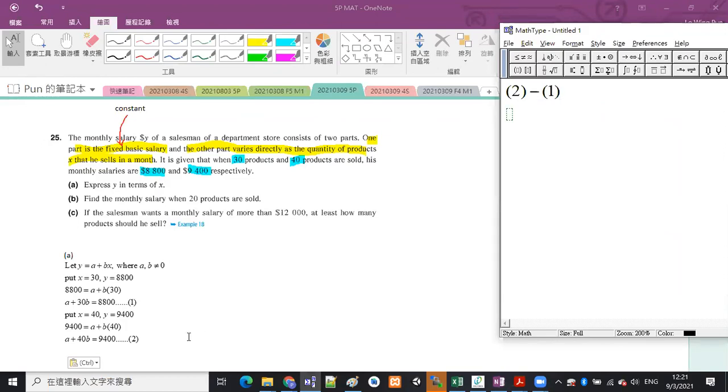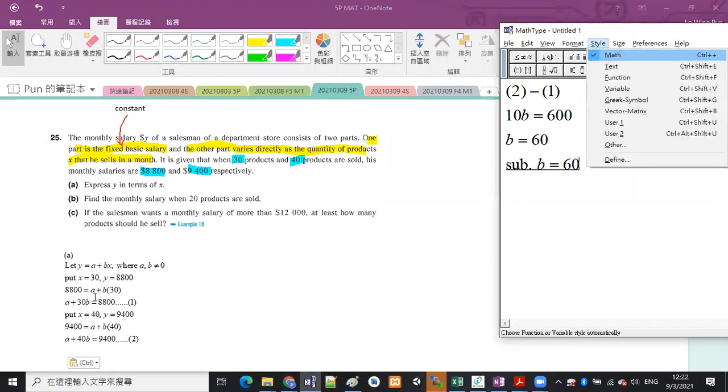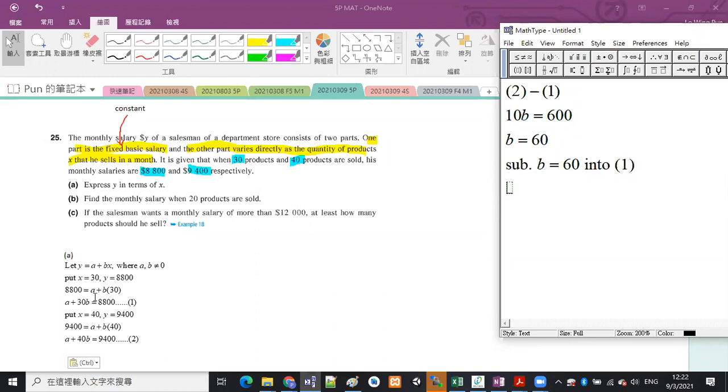The a terms will be completely cancelled by each other. And then the b terms will be 40b minus 30b. That is 10b. On the right-hand side, the number is 9,400 minus 8,800. That is 600. Okay, and then b is just 60. And then we can substitute the value of b into equation 1. So a plus 30 times 60 is equal to 8,800. So a plus 1,800 is equal to 8,800. So a should be equal to 7,000.